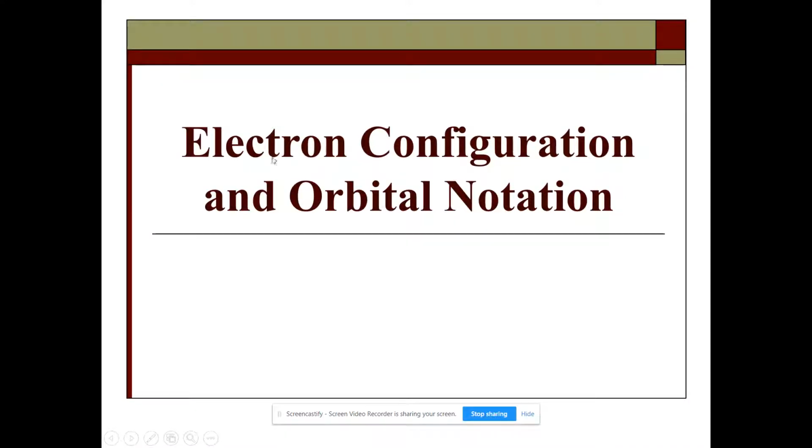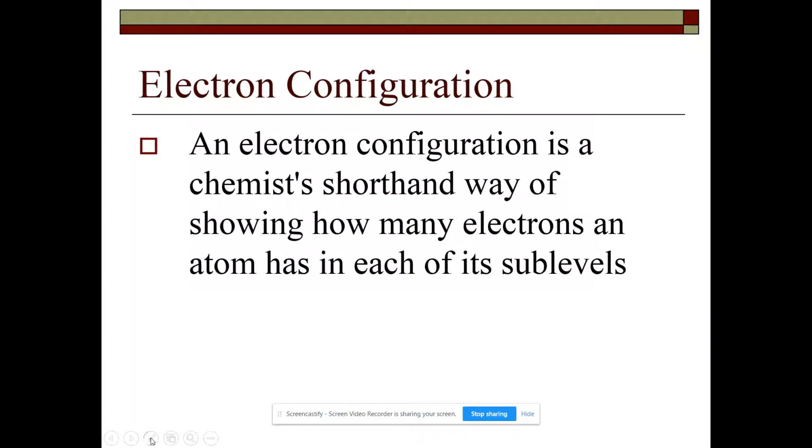Today I'm going to talk to you about electron configuration and orbital notation. Just to review, electron configuration is a chemist's shorthand way of showing how many electrons an atom has in each one of its sublevels. So it's just a way to show where you find electrons in an atom.